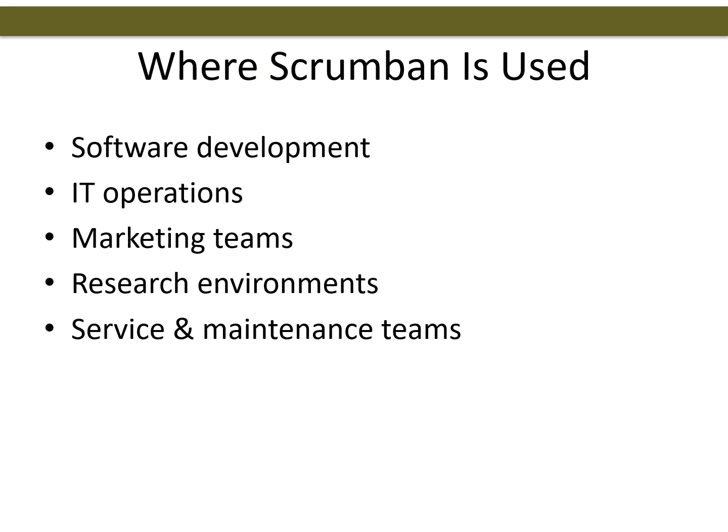Scrumban is widely used in software development, especially for teams handling both new features and ongoing maintenance. It fits well in IT operations where work arrives continuously and priorities can shift quickly. Marketing teams use Scrumban to manage campaigns, content cycles, and fast-changing workloads. It also supports research environments where tasks are exploratory and timelines may be unpredictable. Service and maintenance teams benefit from its focus on steady flow and quick response to incoming requests.